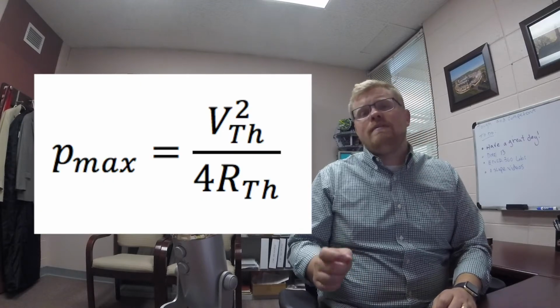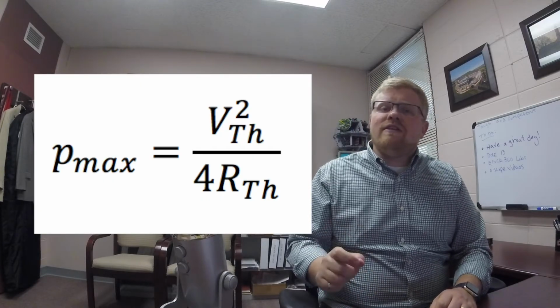Now, this seems pretty simple, but the derivation's a little complicated, and so I'm going to include a footnote video which goes over this in more detail. One thing we know in addition to the value of RL is that the value of the maximum power, Pmax, will be equal to V Thevenin squared over 4R Thevenin. Let's look at an example.